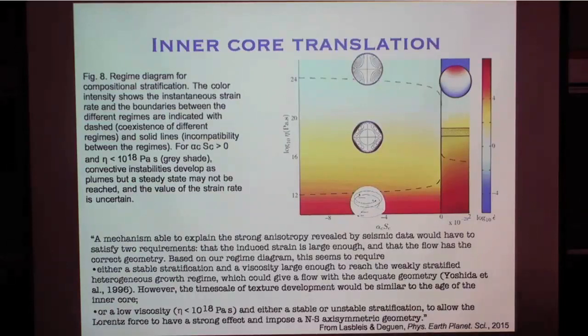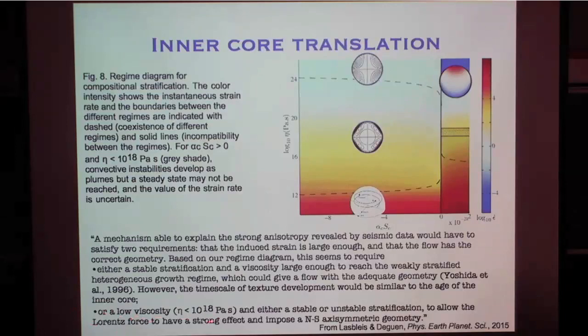Based on our regime diagram, they write, this seems to require either stable stratification and a viscosity large enough to reach the weakly stratified heterogeneous growth region, which could give flow with adequate geometry. And they refer to the Yoshida paper. And they refer to the earlier Yoshida paper, not the later Yoshida paper. However, the timescale of texture development would be similar to the age of the inner core. One of the problems with the Yoshida paper is it takes a while to build the texture, and we think we see quite a lot of it.